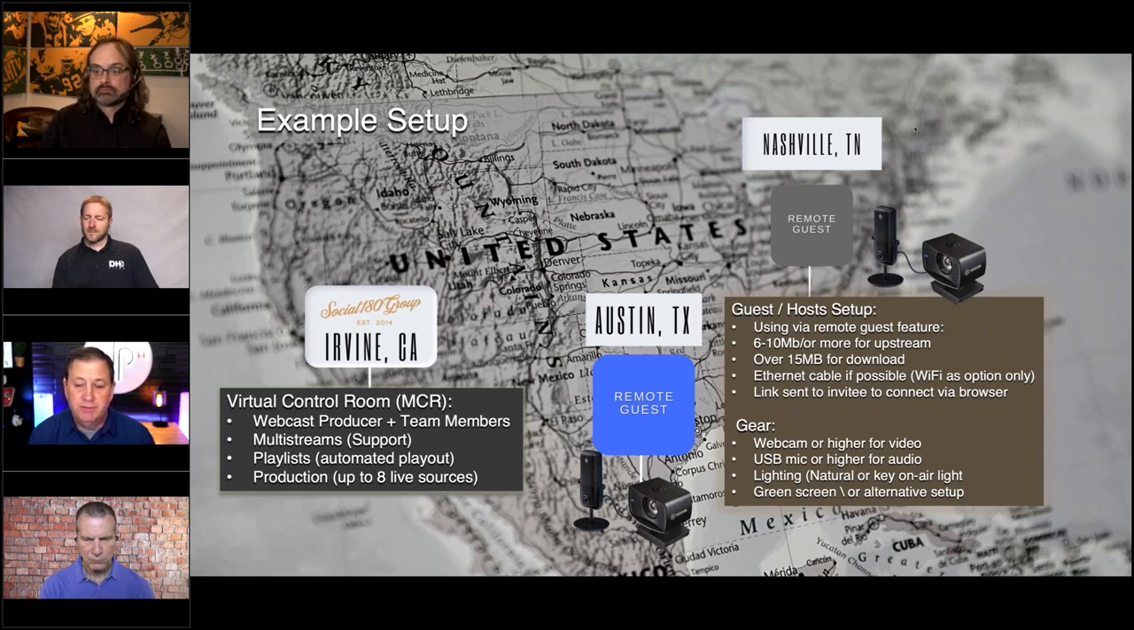A link is sent to the invitee, so this isn't where they have to install an app on their system itself. You can send an invite to them and they can join remotely via that link, and you can pull them into the production. And I'll show that here in just a moment.